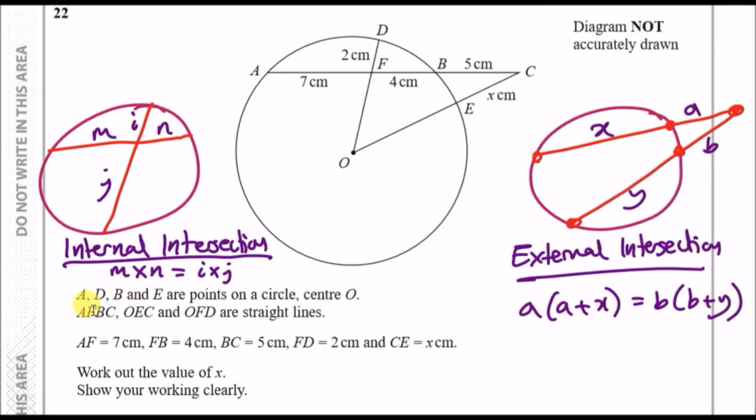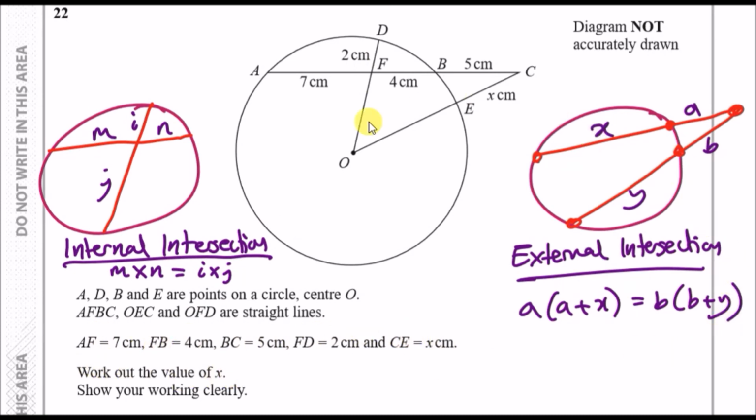So it says that we got, and I'll explain these properties if you're not sure, A, D, B, and E, which are points on the circle with center O. And you've got these lot, which are straight lines. So we can see it here, 3 different straight lines: A to C, C to O, and O to D. We're given measurements too. It wants us to work out the value of x.